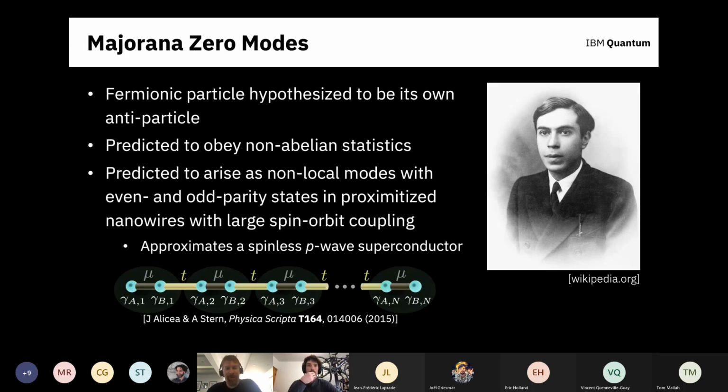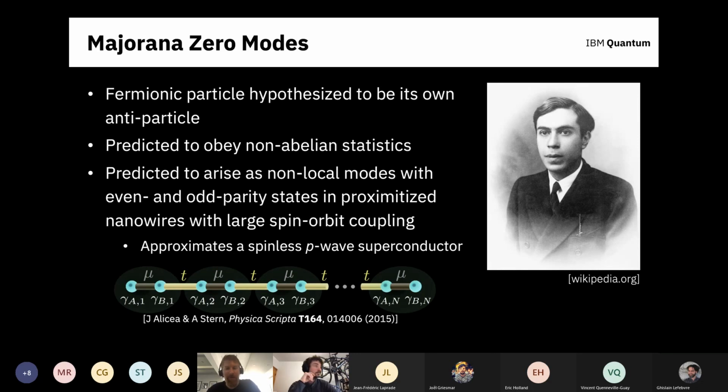And then physically, there are a number of systems in which these have been thought to arise, but one of the more recent ones is thinking of them as non-local modes with even and odd parities that appear at the end of a nanowire. This nanowire needs to have a large spin orbit coupling and needs to be proximitized by an S-wave superconductor in order to approximate the Hamiltonian of a spinless P-wave superconductor.